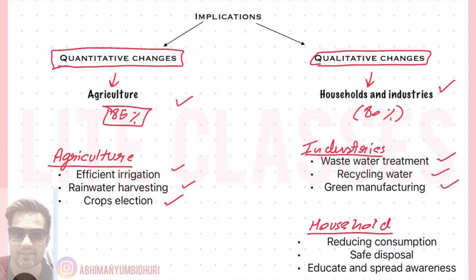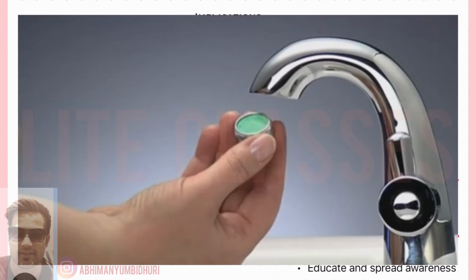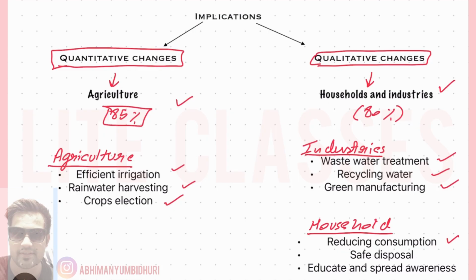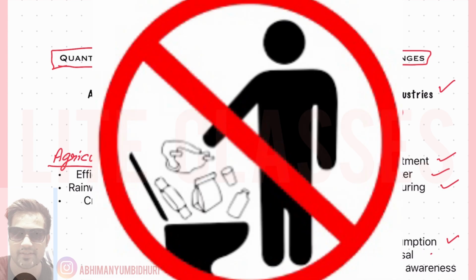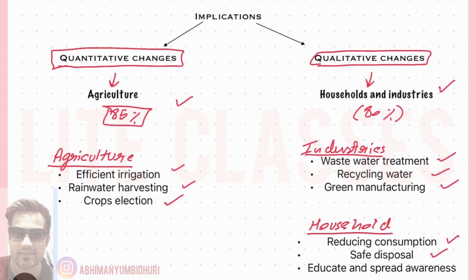At the household level, simple steps like fixing leaks, using water-saving appliances, and turning off taps when not in use can make a big difference, thereby reducing consumption. Avoid flushing or disposing of chemicals, oils, or medicines down drains. These can contaminate water resources.